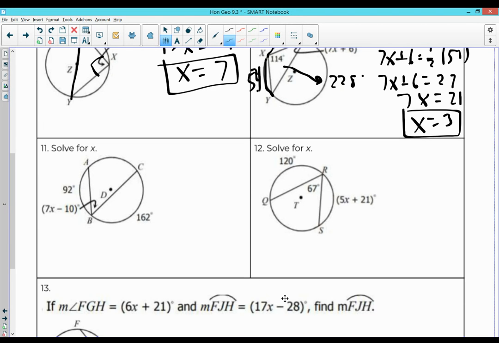Number 11. Same idea. Let's figure out the measure of the arc here. 360 minus 92 plus 162. That'll give us 106.